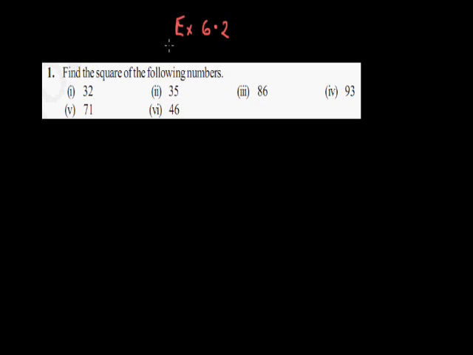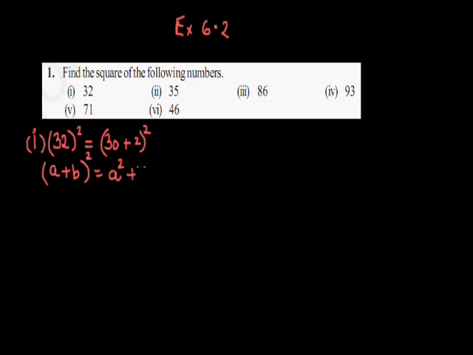Okay, the first question of the exercise: find the square of the following numbers. The first number is 32. I have to find the square of 32. So I can write 32 as (30 plus 2) whole square. Now according to the identity, (a plus b) whole square is equal to a square plus b square plus 2ab.